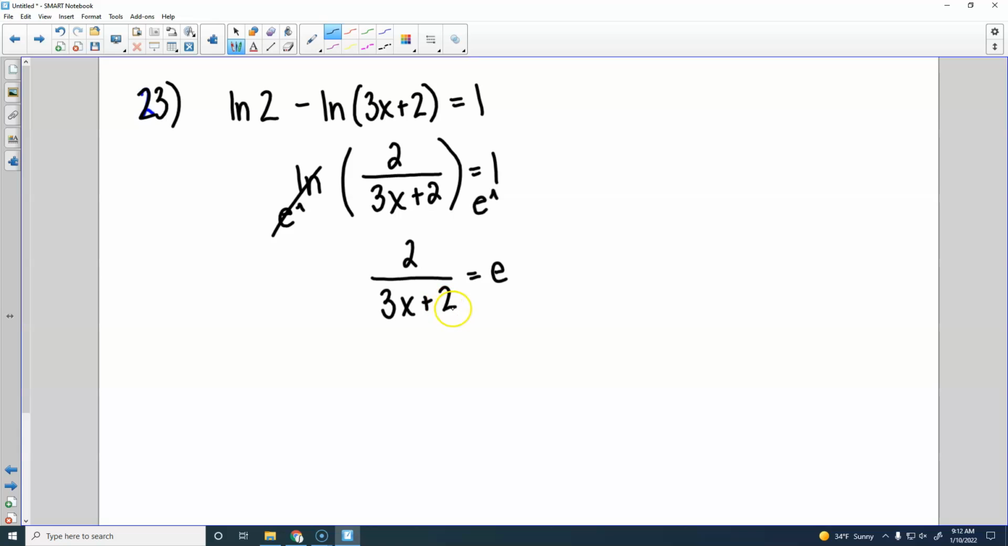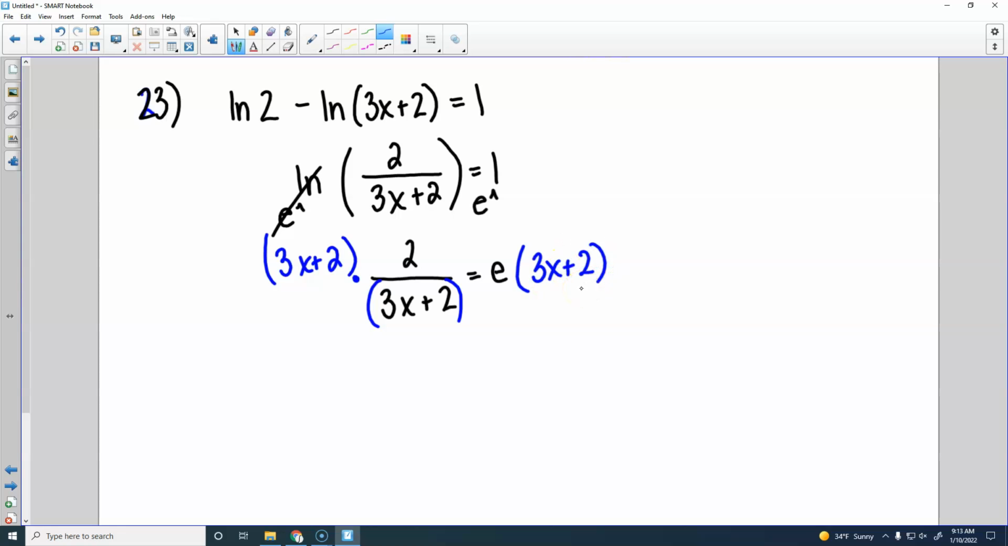So this is like the last problem. I've got all this stuff in the denominator. I can't do anything with it while it's in the denominator. So I need to get it out of the denominator. To do that, I would multiply both sides by 3x plus 2. Make sure you put some parentheses around them whenever you do that.